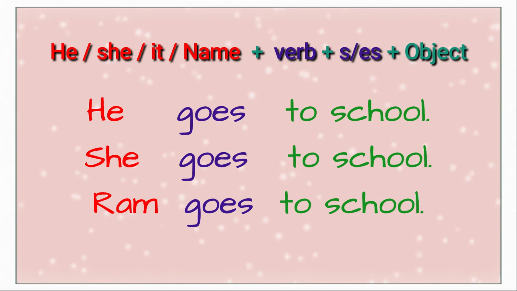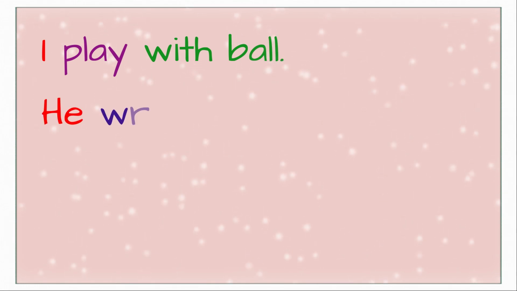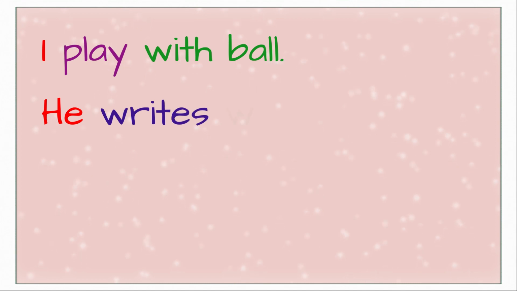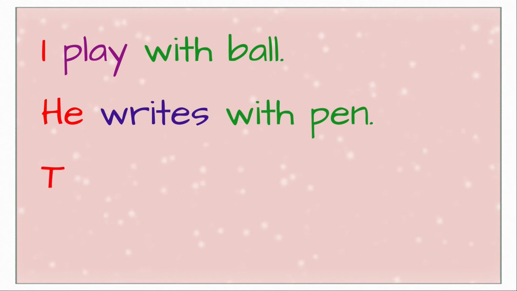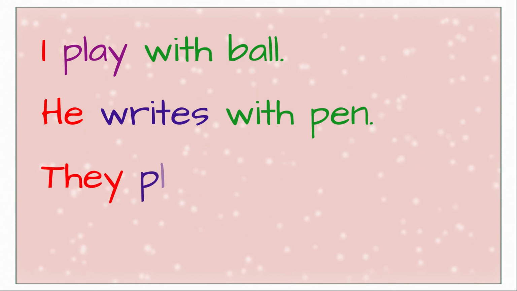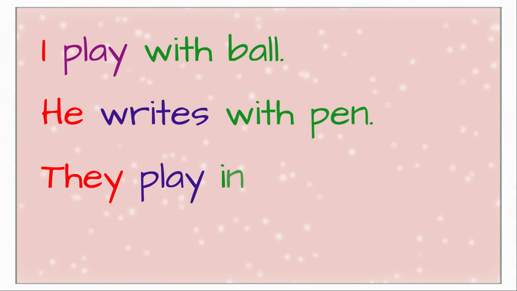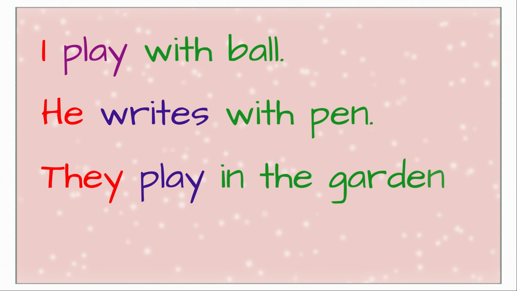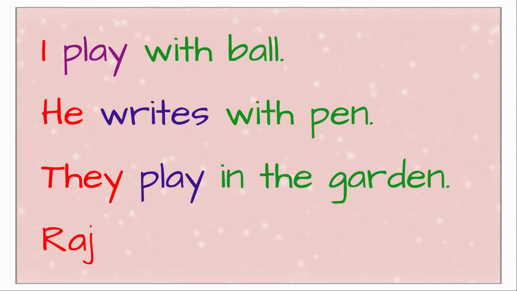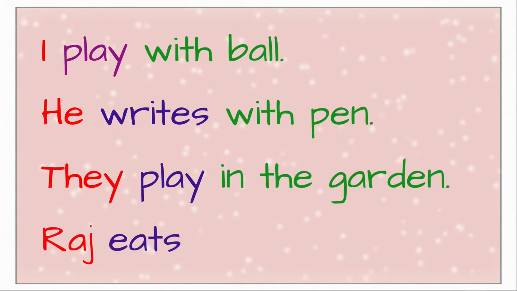Let's see some more examples. I play with ball. Here subject is I, so only the first form of verb is used. He writes with pen. Subject is he, so we add s to the verb. Writes. He writes with pen. They play in the garden. Raj eats mango.